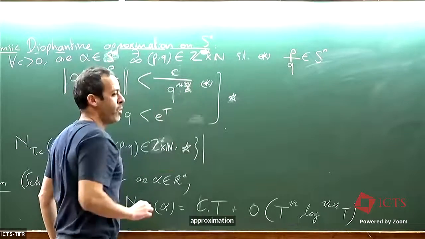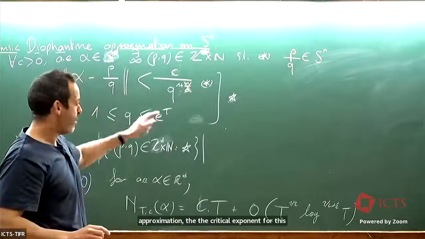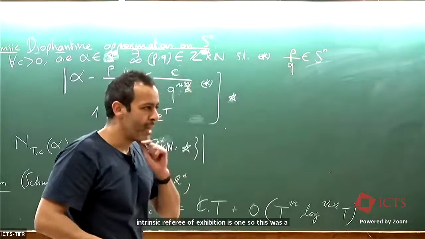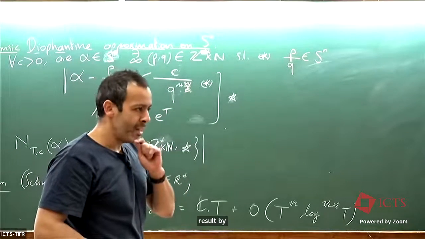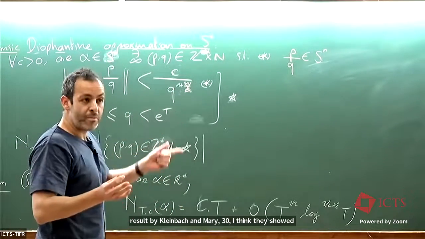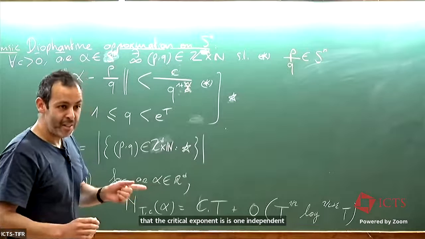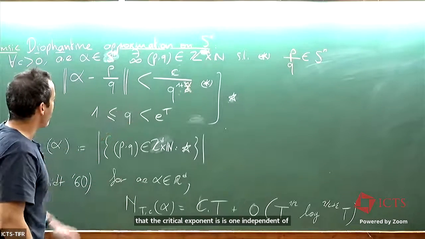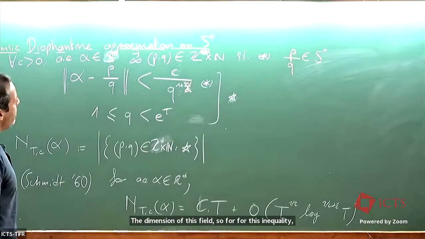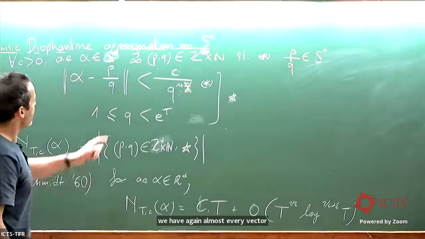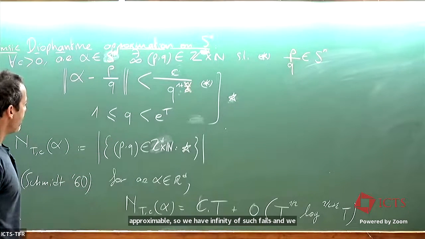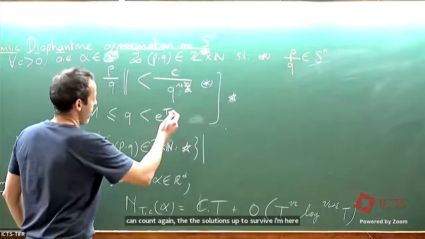The critical exponent for this intrinsic Diophantine approximation is 1. This was a result by Kleinbock and Merrill in 2013, I think. They showed that the critical exponent is 1, independent of the dimension of the sphere. So for this inequality, again, almost every vector in the sphere is well approximable, so we have infinitely many such pairs. And we can count again the solutions up to some height.